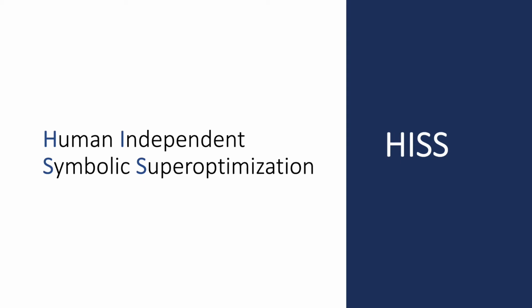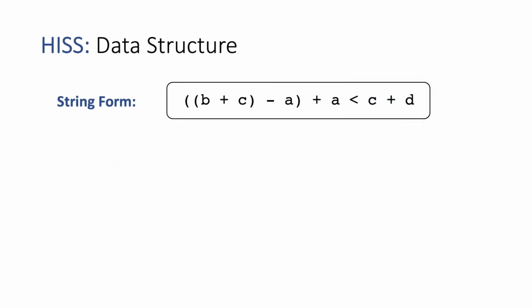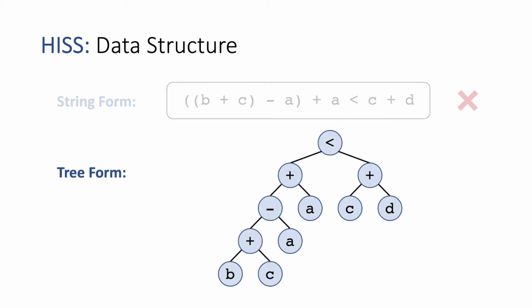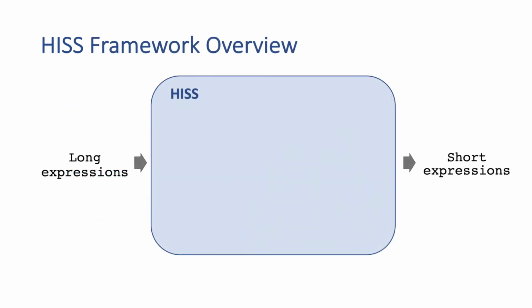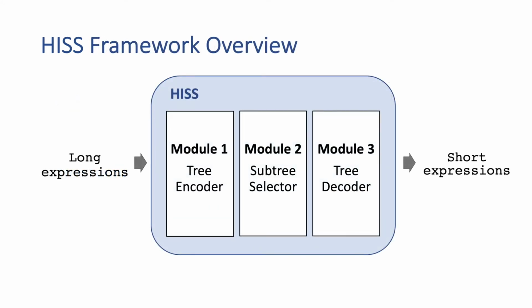Before I discuss the framework of HIS, it is important to point out that HIS processes the expressions not as strings, but as expression trees. The advantage of the tree representation is that even a randomly generated expression is syntactically correct, which greatly reduces the exploration difficulty of reinforcement learning. With this in mind, let's look at the framework of HIS. HIS consists of three modules.